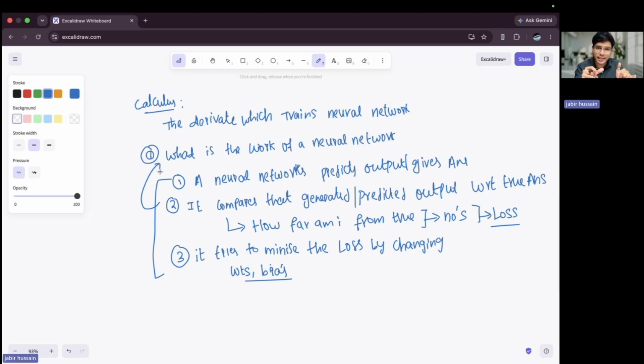We try to alter that, and after changing, what happens is that the gap between the output and the true answer will minimize, will go towards the right answer. And that is our goal. We want our neural network, whenever we give a set of input, to predict the right answer.